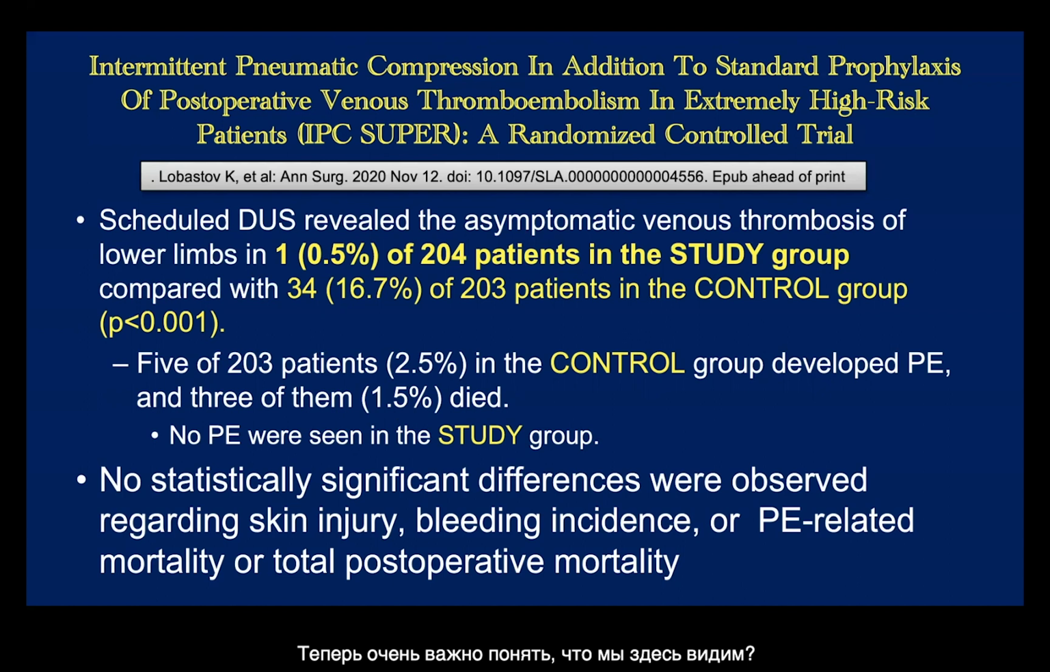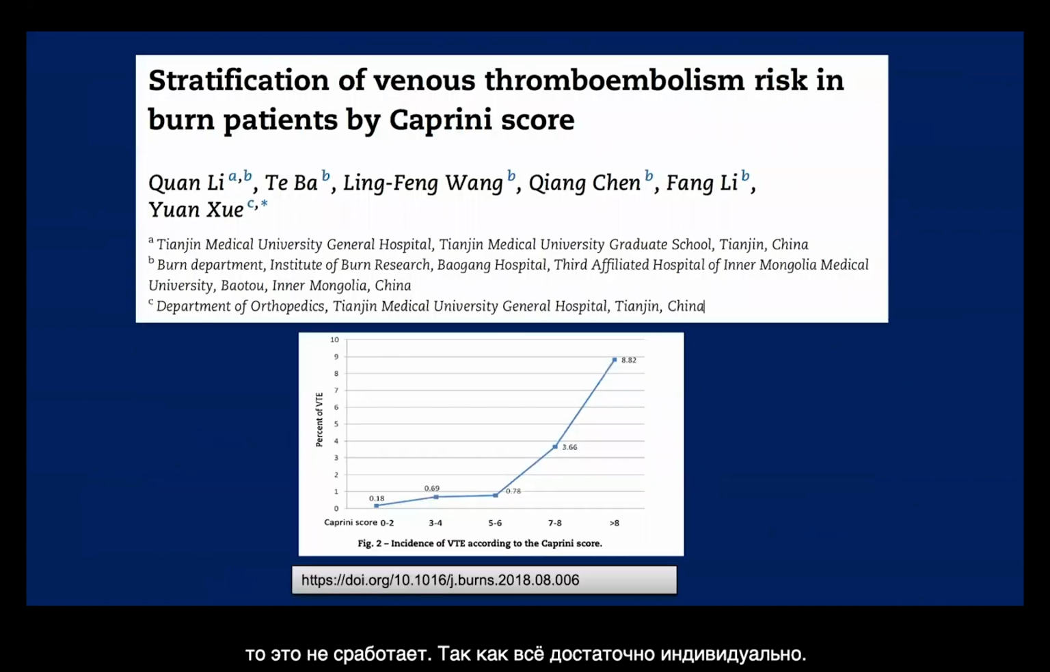Now, it's very important to understand, what do we see here? This isn't rocket science. What we see is when you risk stratify patients correctly and you pick out those at very high risk of thrombosis, you're very likely going to get different results than if you put everybody in the same group. And of course, everybody doesn't fit the same shoe.